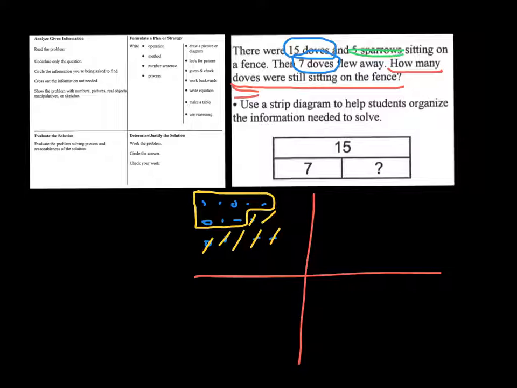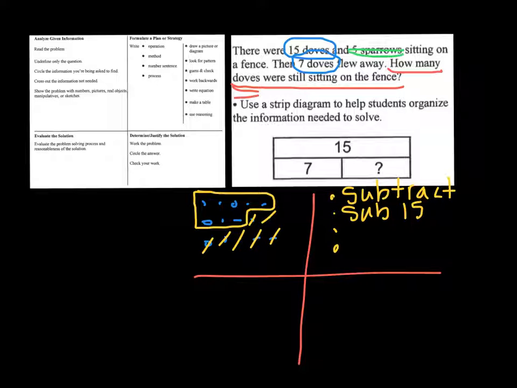So then I'm going to go to my plan. I'm going to have my bullet points. And if you remember, we're just going to look up here and it's going to tell us what to do in that bullet point. I need to write down my operation. So in this case, I think I'm subtracting. And for my method, I'm going to subtract, let's see, 15 and 7.